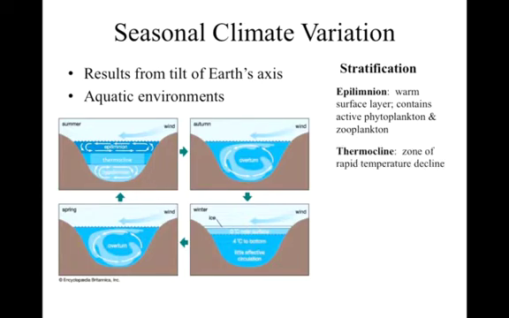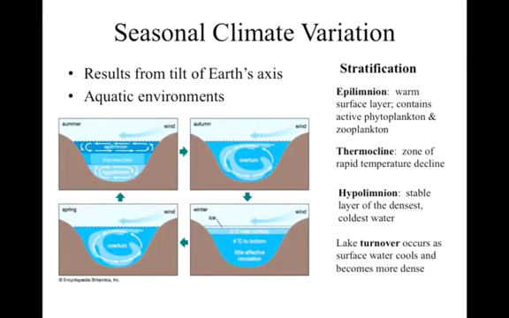The next zone down is what's called the thermocline, and this is a zone of rapid temperature decline. The sun's not really penetrating in there as much or at all, and so you get this rapid fall off in temperature because it's not being warmed up. The third level is the hypolimnion, and this is a stable layer of the densest, coldest water. All right, so lake turnover occurs as those surface waters in temperate regions cool down because the Earth is no longer tilted, or the northern hemisphere, for example, is no longer tilted toward the sun. We're moving out of the summer and into the winter, and so that surface water cools down as the air temperatures cool down.